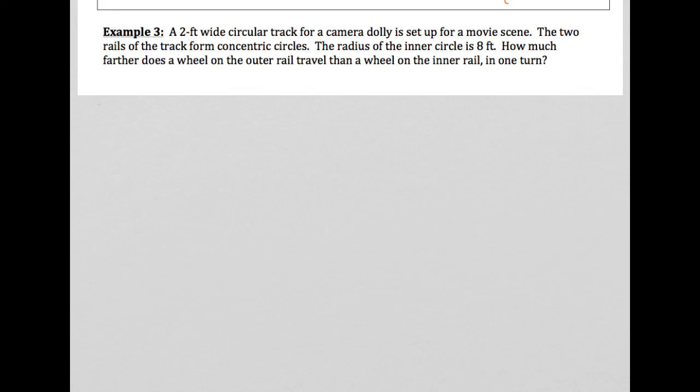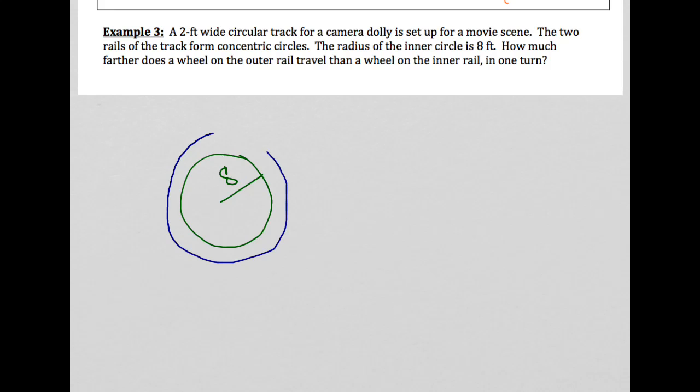So the radius of the inner circle, if we draw a picture here, and you want to draw a picture along with me, the radius of the inner circle is 8 feet. Alright, so we got that inner circle drawn. And then the track has a rail, or a spot for this camera to go, that is 2 feet wide. So if you can visualize a 2-foot wide area around the entire track, that would be 2 feet.